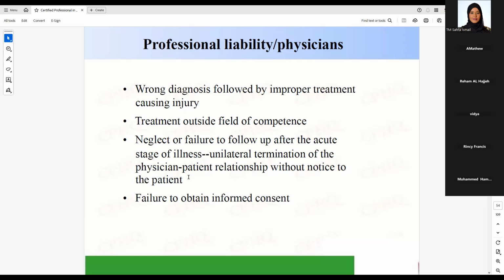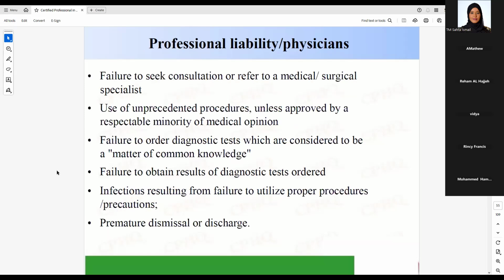Sometimes you see a situation where the physician will say, "Khalas, I don't have anything to do with this patient, I will stop the care." So the unilateral termination of the patient-physician relationship, where it's only one person's decision, without informing the patient, is a liability. Failure to obtain informed consent is also a liability on the physician. Failure to seek consultation or refer them to the right specialty. Use of unprecedented procedures unless approved by a respectable minority of medical opinions.